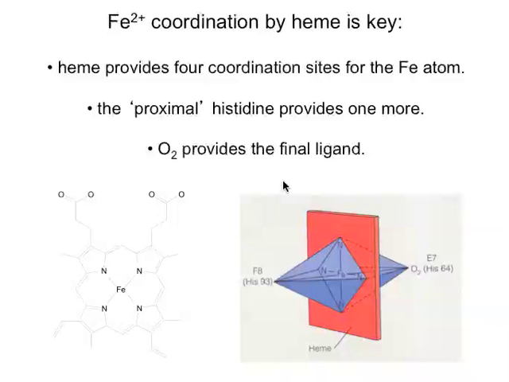Iron coordination by the heme is the key. So again, we have this ferrous iron in the middle of the heme. That's a hexacoordinate iron, so it needs 6 coordination elements in order to be fully bound. And heme provides 4, right, through those pyrroles. Proximal histidine provides another. So there's the proximal histidine, histidine 93, right? And then oxygen can provide a final ligand.